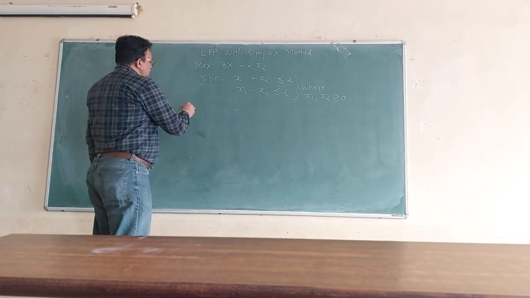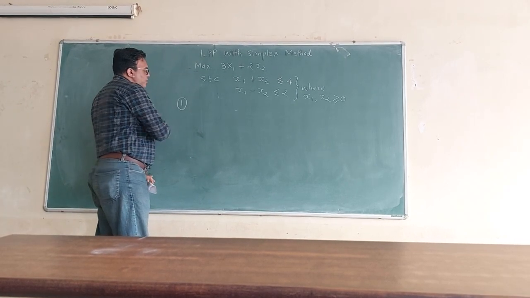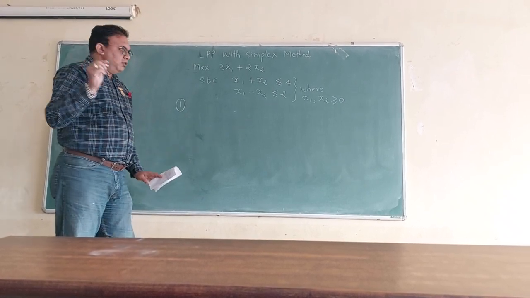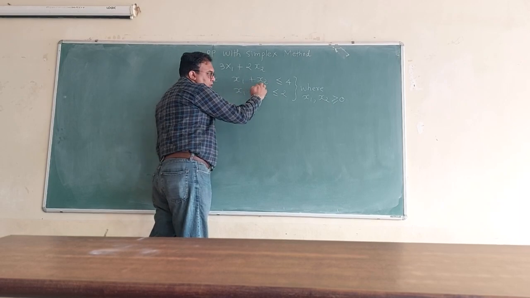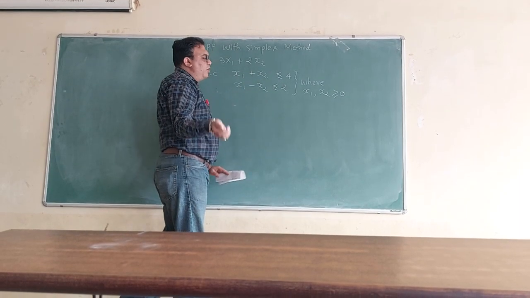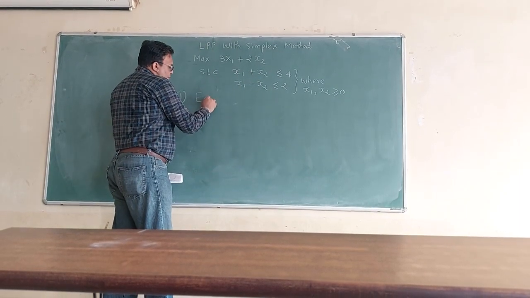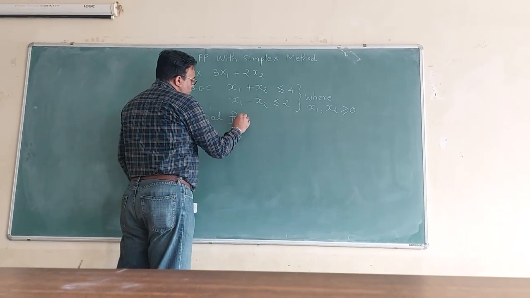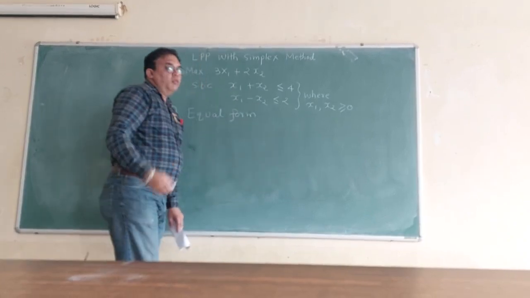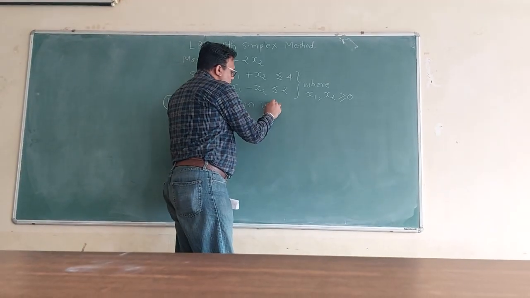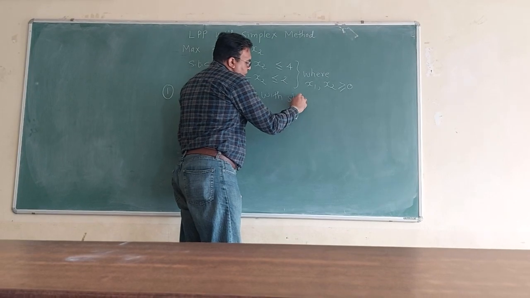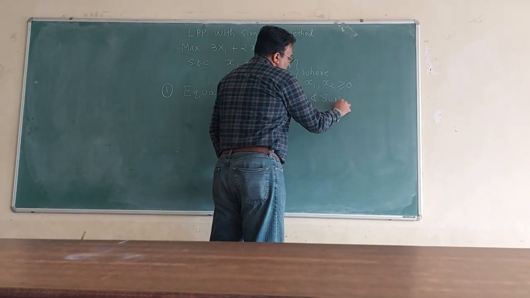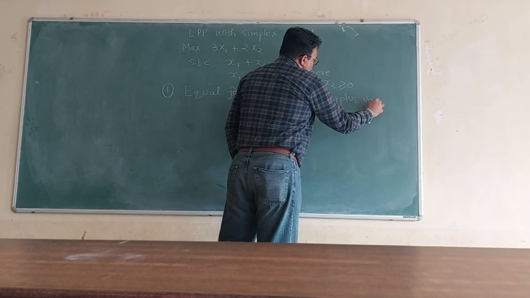Now we will start with the solution of simplex method with step number 1, right? So step number 1 is we have to convert the subject to constraint equation into equal form, with slack and surplus variable.